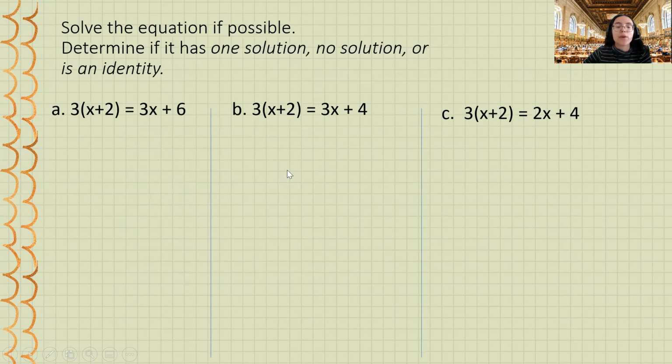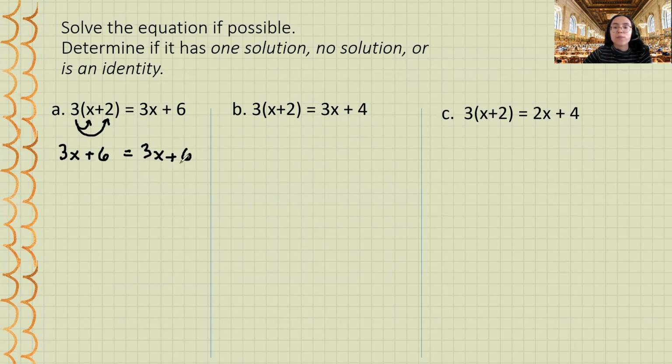Okay, so in this practice, we're going to solve all of these equations if possible, and we're going to determine, does it have one solution, does it have no solution, or does it have many solutions? Is it an identity? So I'm going to start with A here, and I'm going to distribute this 3 into this parentheses. So 3x plus 6 is going to equal 3x plus 6.